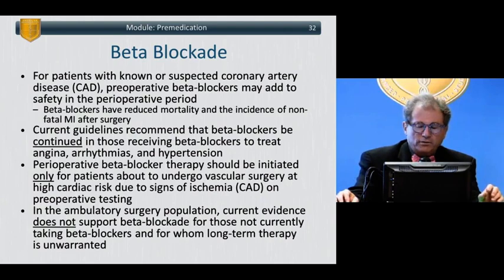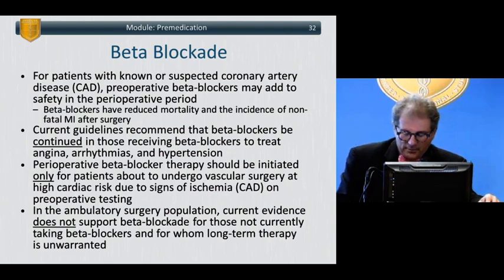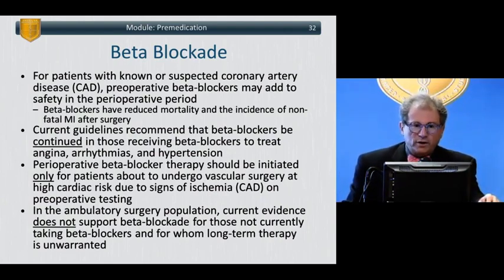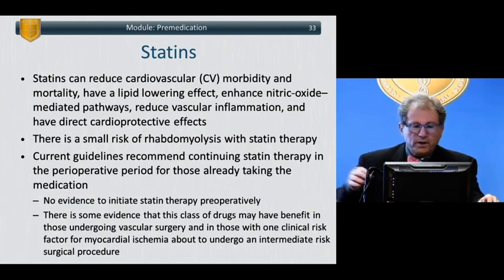Perioperative beta blockers should only be initiated for those patients undergoing vascular surgery at high cardiac risk due to signs of ischemia on preoperative testing. Otherwise, in ambulatory surgery, there is no evidence that beta blockade should be started on those who are not on it. And worse, if you do start it, there is an increased risk of untoward complications.